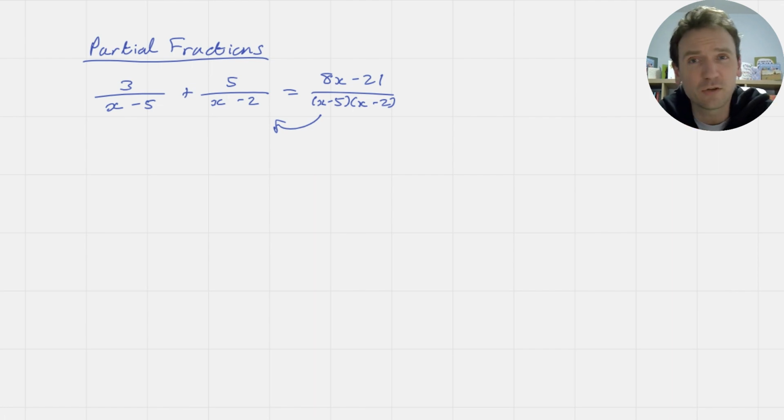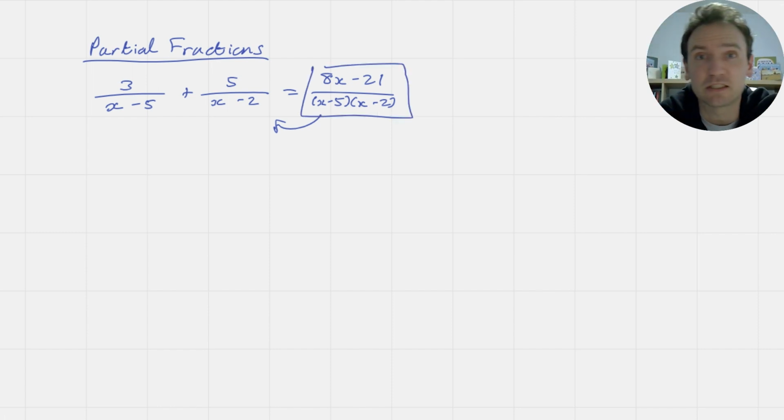Now, why is this useful? The main reason is if you're given a fraction of this sort and asked to integrate it, you're kind of stuck. There's no obvious way of integrating that. If you're able to split it up into these two simple fractions, they both integrate a lot more easily. In this case, it's 3 ln|x - 5| + 5 ln|x - 2|. So getting it into that form makes your life a lot easier.